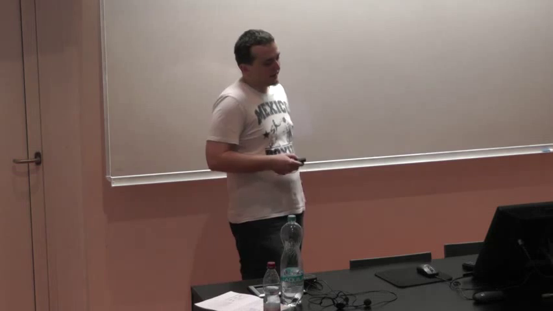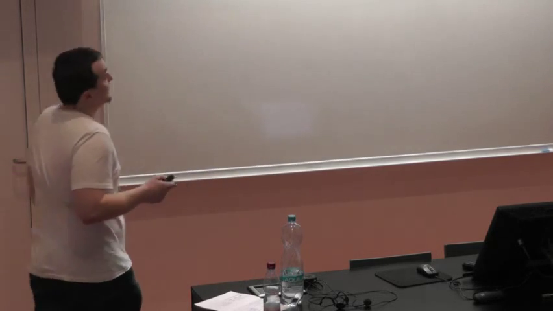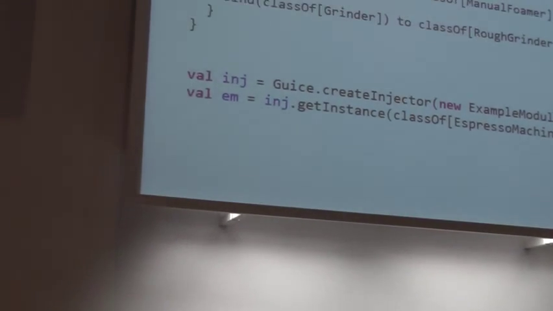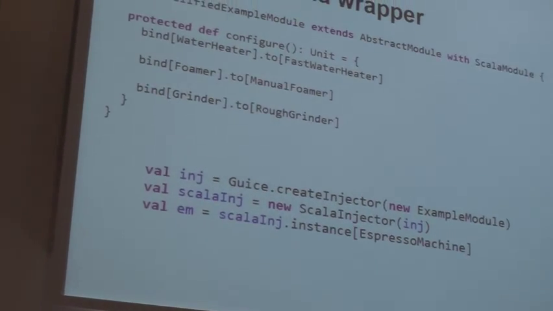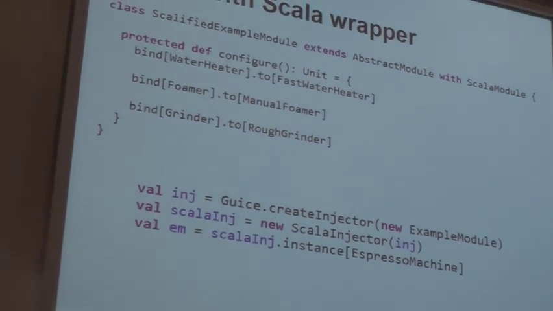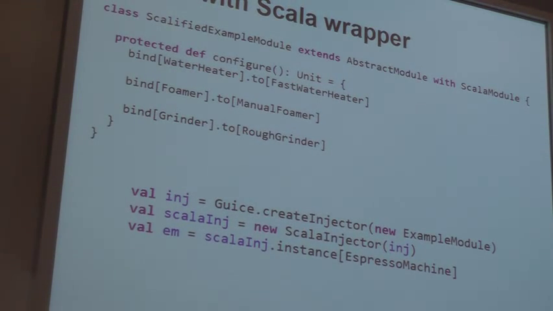And the injector is itself wrapped into a Scala injector that has, again, a method not getInstance, but instance, and you don't pass it a class. It just has a type parameter. So a little nicer syntax, but nothing to write home about.